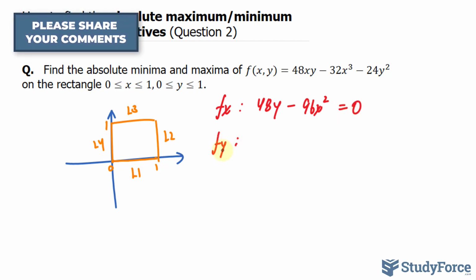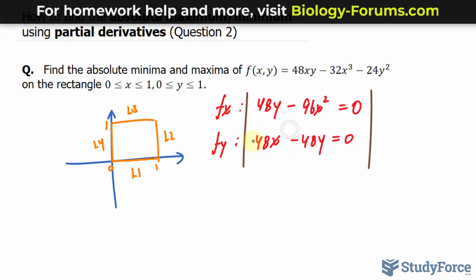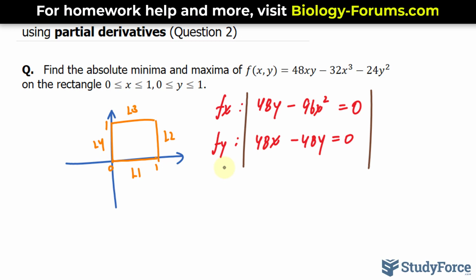Now the partial derivative with respect to y becomes 48x, because we're holding x constant this time. And finding the derivative of y is 1. That's a constant, it becomes 0, and that becomes negative 48y to the power of 1. And we'll set that equal to 0. Now we have to solve these two equations simultaneously, like a system of equations. I'll start with the bottom one because it looks like the simpler of the two.